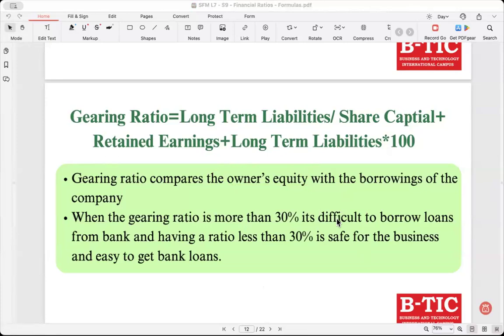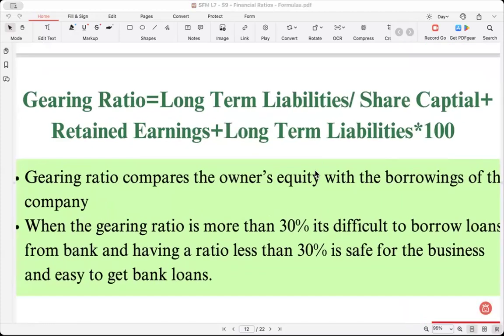Here, when the gearing ratio is more than 30%, it's difficult to borrow loans from a bank. Having a ratio that is less than 30% is safe for the business. A moderate gearing ratio is between 25% and 35-40%. A low gearing ratio, less than 30%, or 25%, means that the company is at low risk.